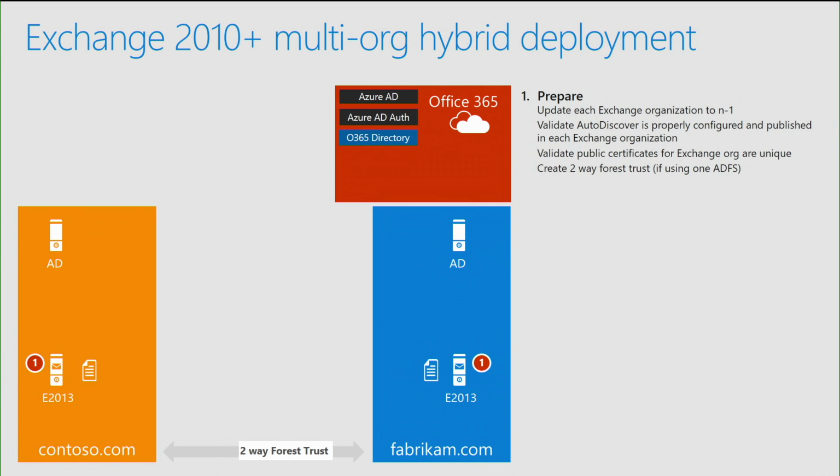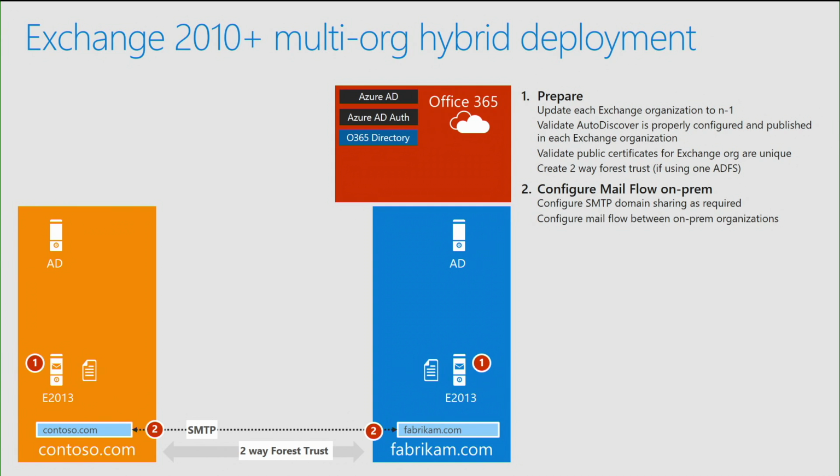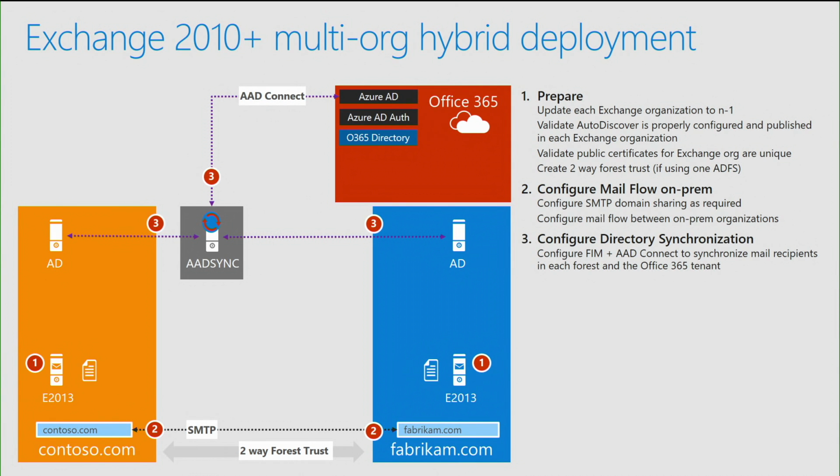We need to have certificates configured properly, and this means we need unique public certificates. So we can't have a single certificate that has multiple names on it that support both of the organizations. Each organization needs a unique public certificate. We need to configure mail flow. So we need to make sure before we go and establish hybrid connectivity that the two on-premises organizations can actually communicate from a mail flow perspective. So we'll set up the SMTP domains and we'll make sure that that works properly.